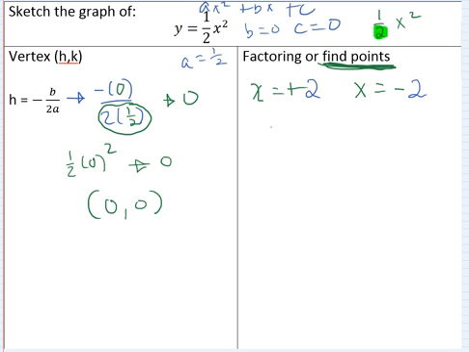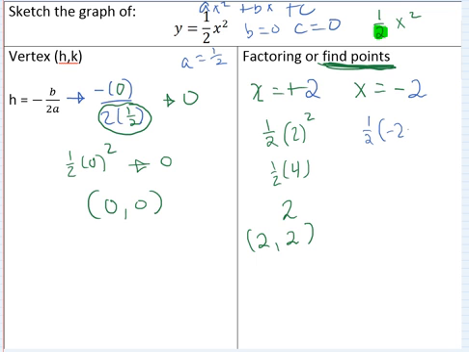So let's work it out. I got 1 half times 2 squared. 2 squared is 4. Half of 4 is 2. So there's your point, 2 and 2. Now we're going to plug in negative 2. So I have 1 half times negative 2 squared. Well, negative 2 squared is 4, and half of 4 is 2. So there's your other point, negative 2 and 2.